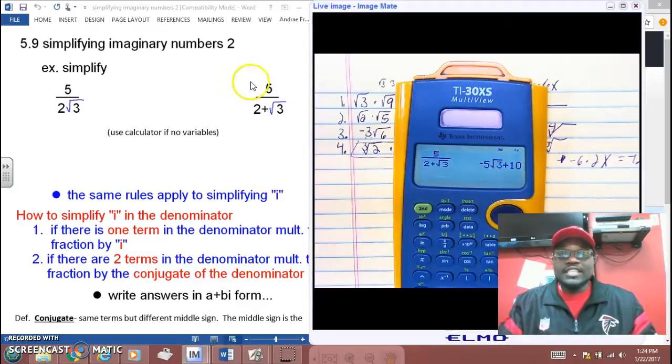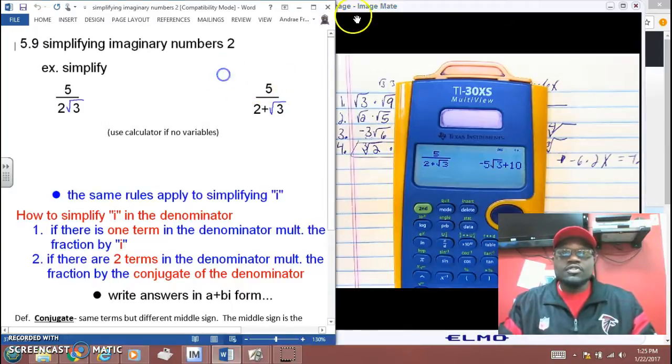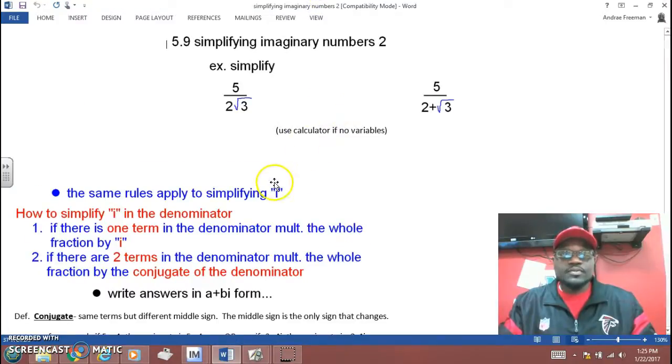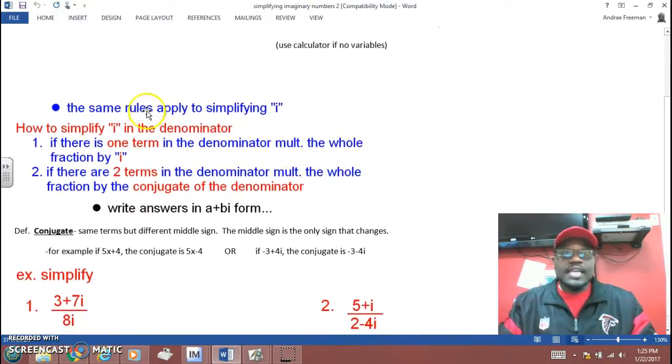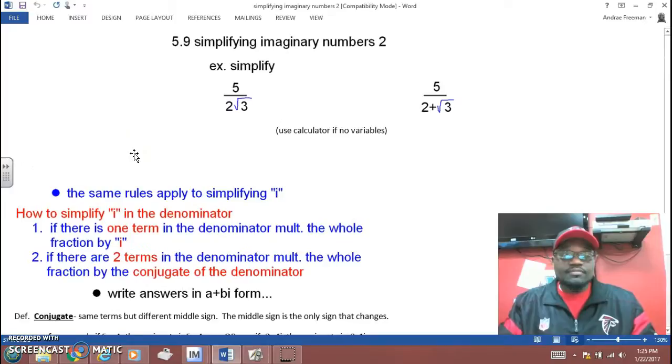But how do we get these strange looking answers from the calculator? Again, without variables, the calculator knows what's up. So let's go through this real quick, run through some examples. The same rules apply to simplifying i. We need to know about that as well. Well, let me just go back to these examples. I'm not ready for the i yet. Let's just go back to these examples and let me explain how I did it.